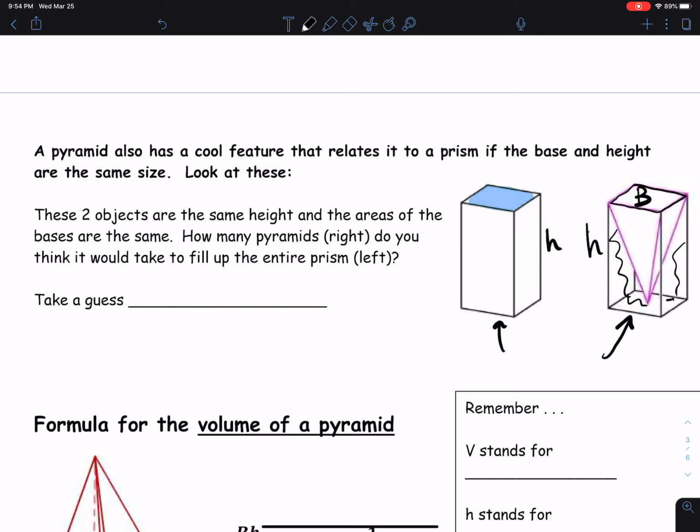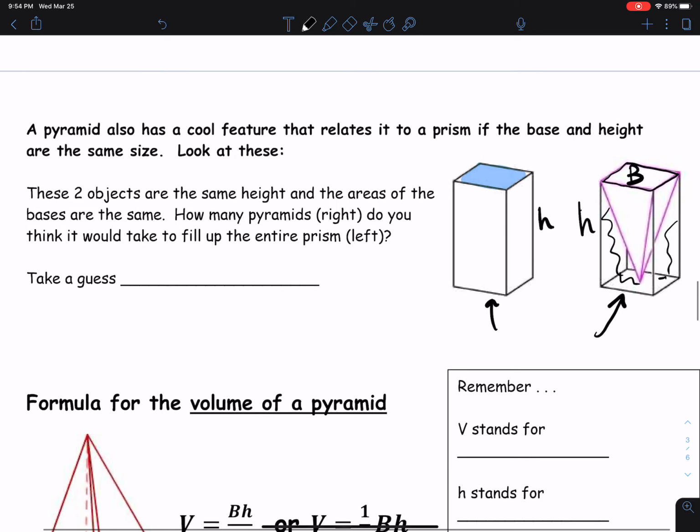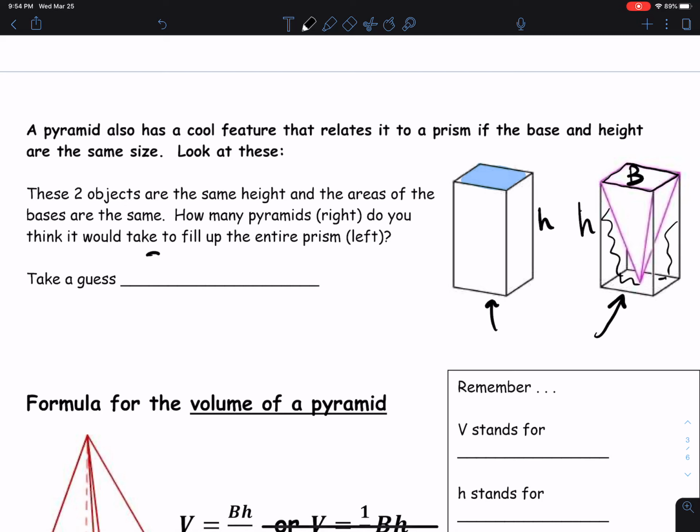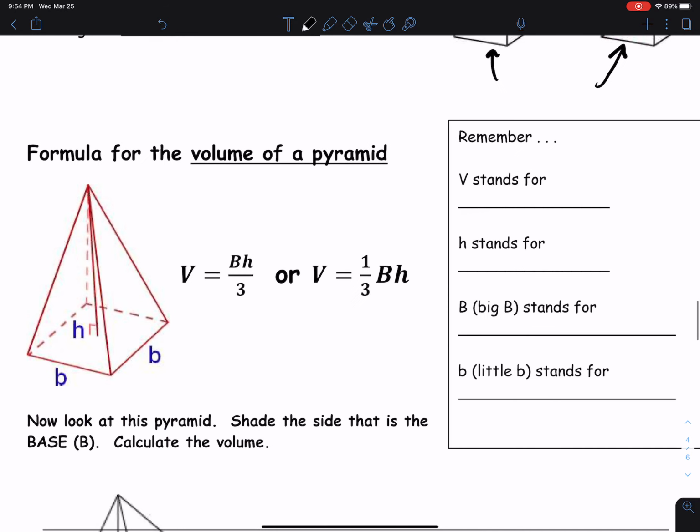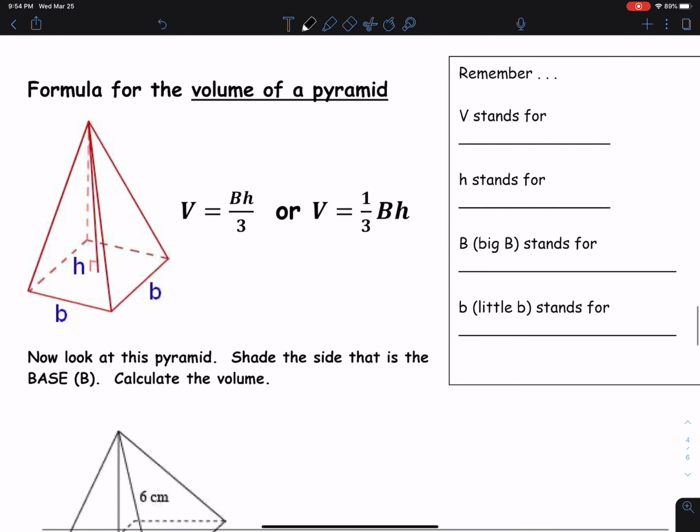Okay, I'll try and find it later and I'll post it. But it actually takes 3 of these pyramids, the pink ones, to fill up the entire prism. And it looks like, to me, like when I first learned this, I thought it was like half, but it's actually a third and it works out perfectly. It's really cool to see. So I'll post that video later on the same page.